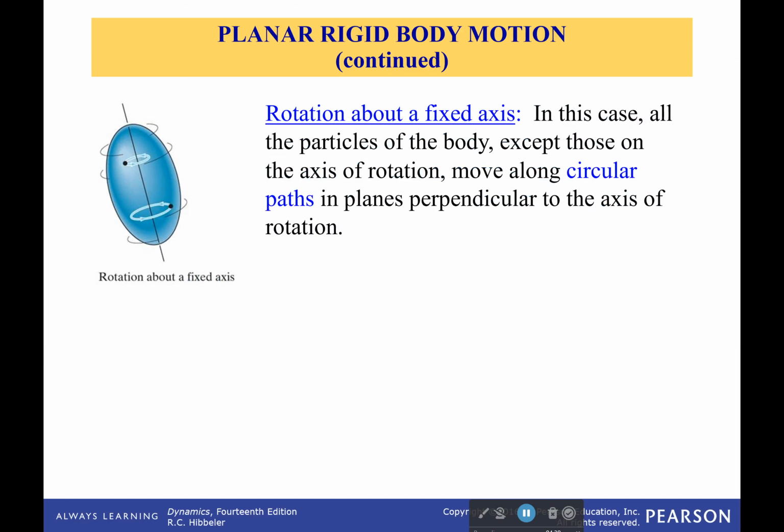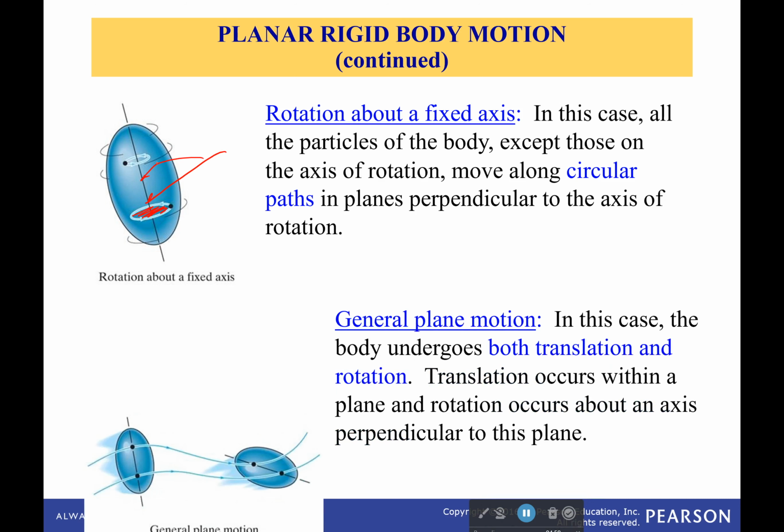What about rotation on a fixed axis? Well, in this case, all the particles are moving in very similar circular paths. And all these particles are in planes that are perpendicular to the axis that they're rotating about. Okay, so it is moving, and this little circular plane right here is perpendicular to that axis.